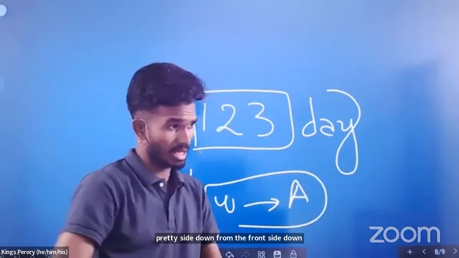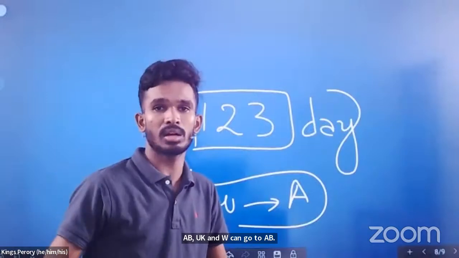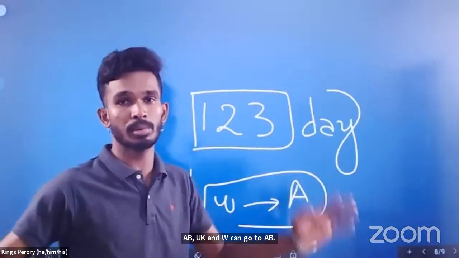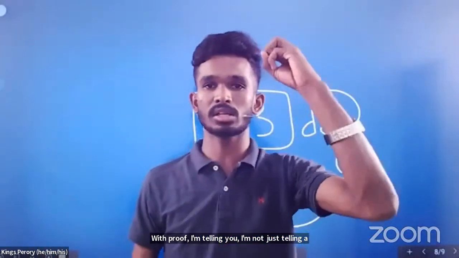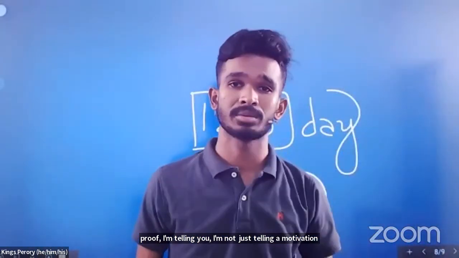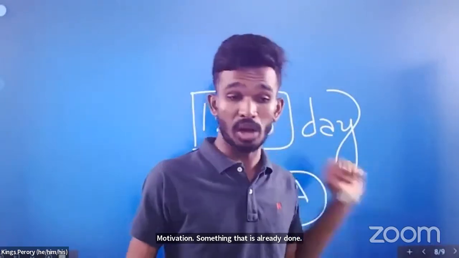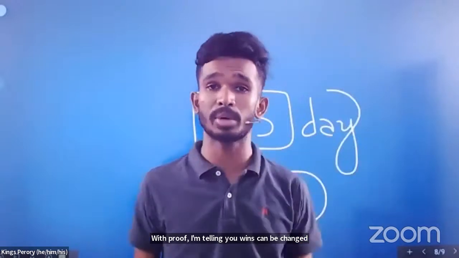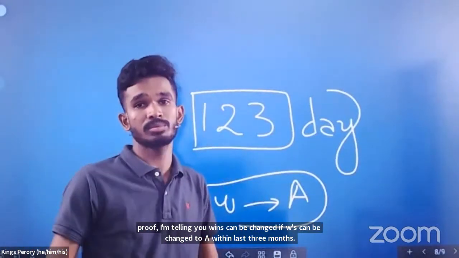But he came back, AB. W can go to AB. With proof, I'm telling you. I'm not just telling. I don't tell you things that are impossible, children. Motivation means something that has already been done. With proof, I'm telling: W's can be changed to A. If W's can be changed to A within the last 3 months, you have 4 months. Why can't you?